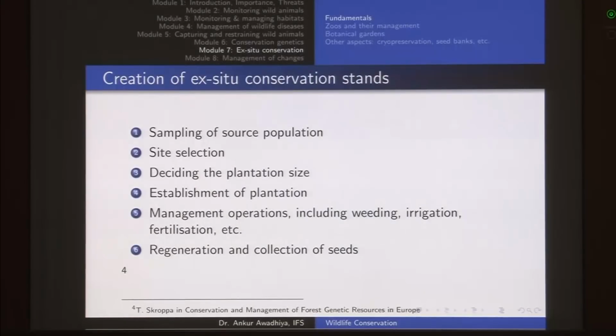Now if we consider any one ex situ conservation method, let us just consider for simplicity the ex situ conservation of some plants. How would we go about creating an ex situ conservation stand? We will start by sampling of the source population. This sampling asks, where are the species that we are trying to create the ex situ conservation facility for, where are they found?